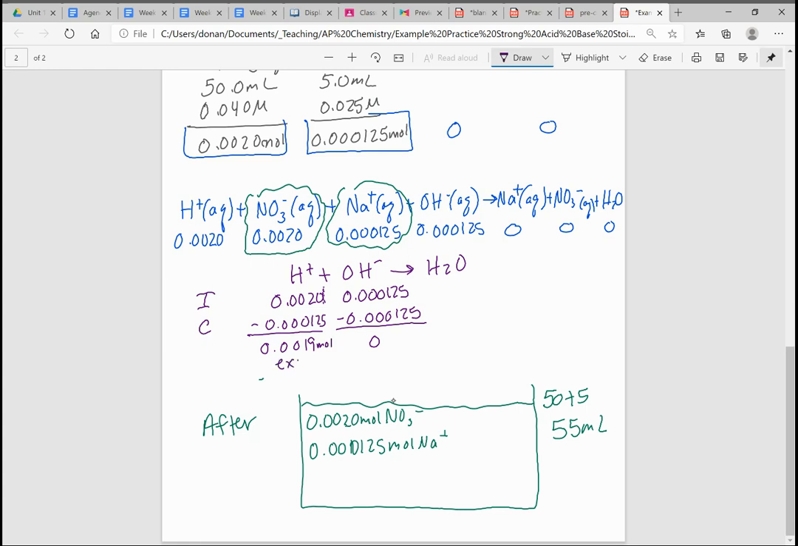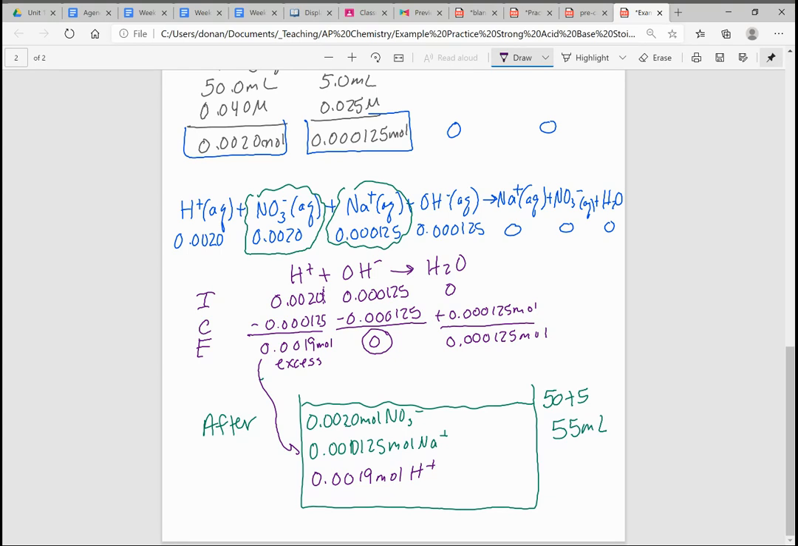This is excess hydrogen ions. When the hydroxide runs out, I have 0.0019 moles of hydrogen ions left. So that's the end. And so in my beaker, I'm going to have 0.0019 moles of hydrogen ions. Now, to be complete, I started with no water. I would also make 0.000125 moles of water. And so at the end of the reaction, I would have made 0.000125 moles of water. Okay, but we're going to ignore the water in this question.